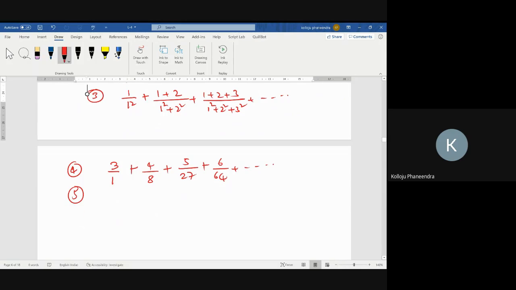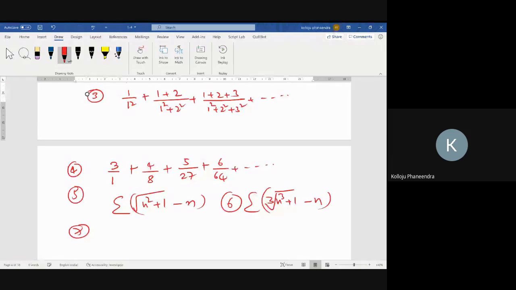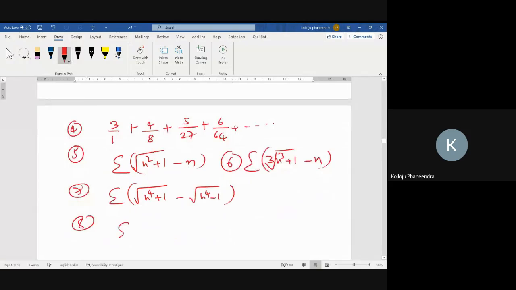That's simple. Summation of square root of n square plus 1 minus n. Sixth problem. Sigma cube root of n cube plus 1 minus n. Seventh problem. Summation of fourth root of n power 4 plus 1 minus fourth root of n power 4 minus 1. Next one, eighth problem. Summation 1 by root n into tan 1 by n.